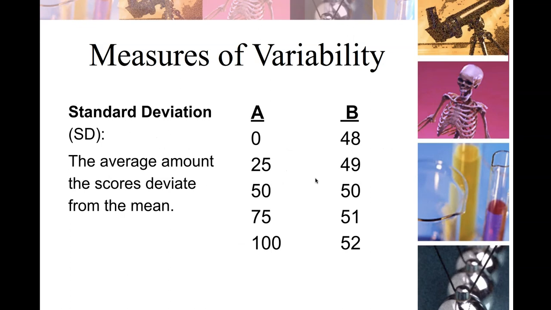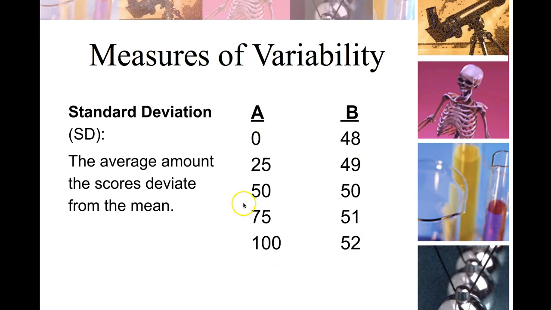Even more importantly, though, is the standard deviation. The standard deviation is the average amount the scores deviate from the mean. And this is really important. Anytime you report the mean in a research article, you always have to report the standard deviation. So we're looking at the average amount the scores deviate from the mean. So let's look at these two columns, column A, column B.